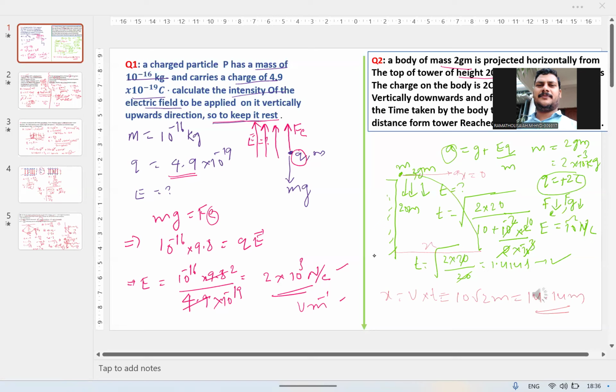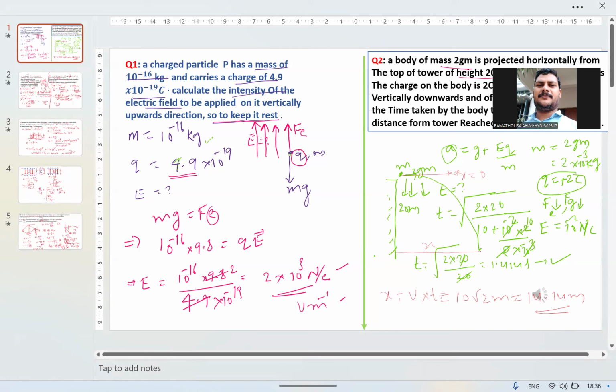So welcome back, guys. Here are some applications on motion of a charged particle in an electric field. Some models have been given. In this problem, the mass of the charged particle is given, and the charge is given, that is 4.9 into 10 to the power of minus 9. They are asking to find the electric field to keep the particle at rest.